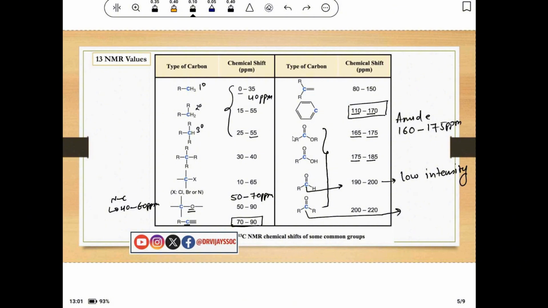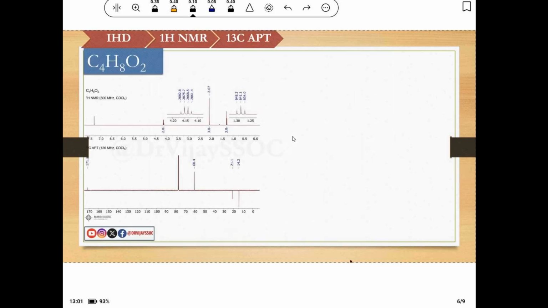Okay, after knowing these values, we can start solving our problem. So let's move to the problem. Now we are going to follow each step one by one. So first is calculating the index of hydrogen deficiency. So what is the formula?